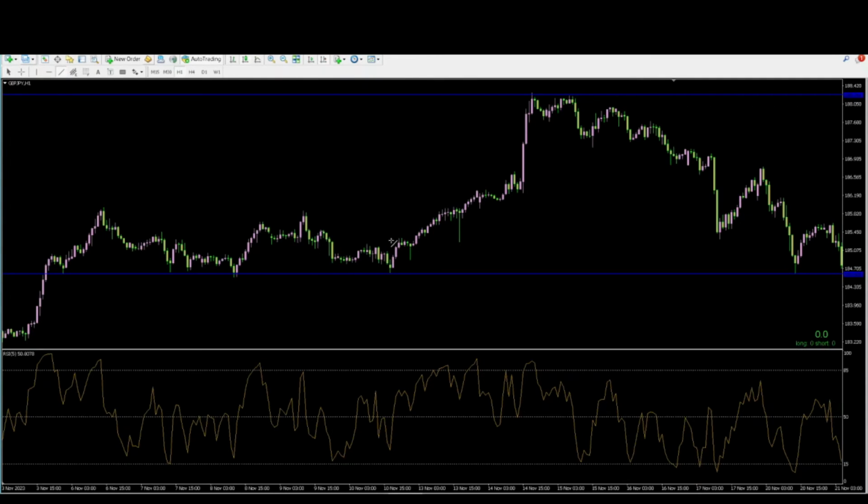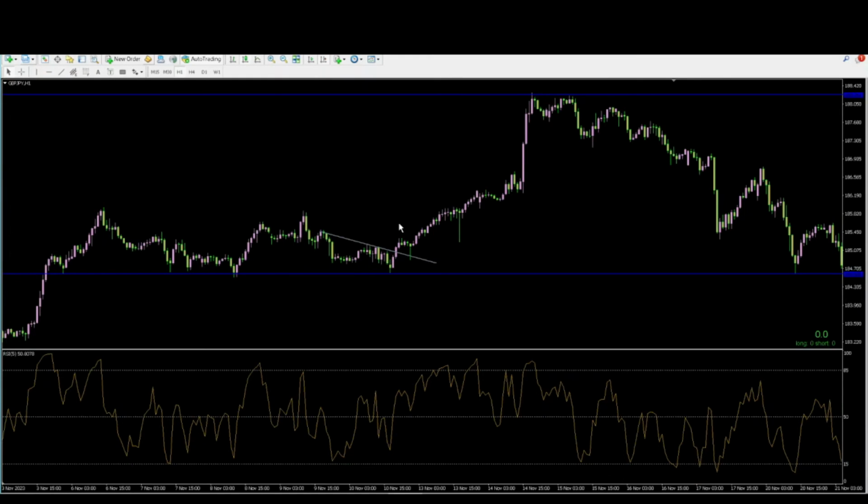I consider this point and this point. I draw a trend line here. So now I will wait to take the trade until it breaks this trend line. So no rush, be patient. Wait for the right signal to make sure this is a valid trade.